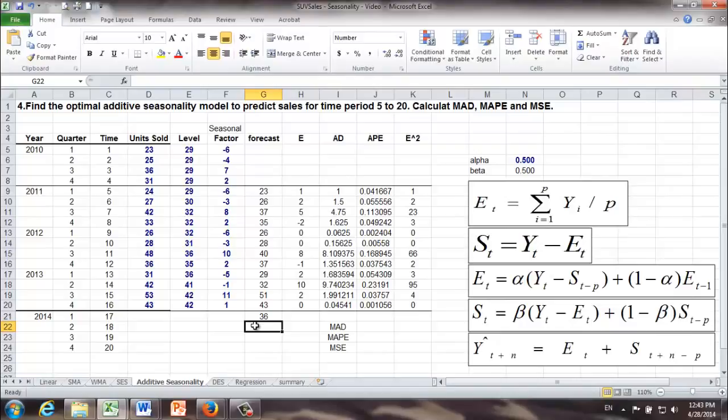But what about time period 18, quarter 2 of 2014? You see over here, we do not have base level from time period 17. The best we got, once again, is this one, E16. So the prediction for time period 18 would be E16 plus the seasonal factor from a year ago. That would be what? Time period 14. Because here we're looking at time period 18. So the seasonal factor from a year ago will be S14.